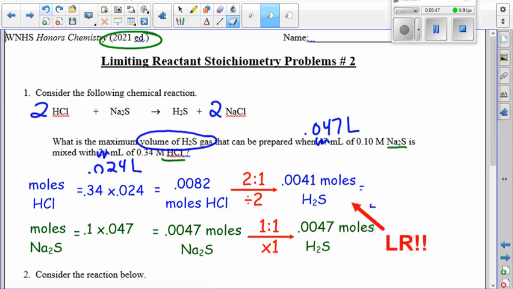On quizzes and tests, I really want you to label the limiting reactant really clearly. Notice I've done that with two giant capital letters, LR, exclamation mark, exclamation mark. That way Mr. Pilcher has no doubt in his mind whether you understand which reactant is holding you back, which one runs out, which one is the limiting reactant. Well, so it looks like HCl is going to run out here, so we need to find out how much hydrogen sulfide we can make once our HCl runs out.